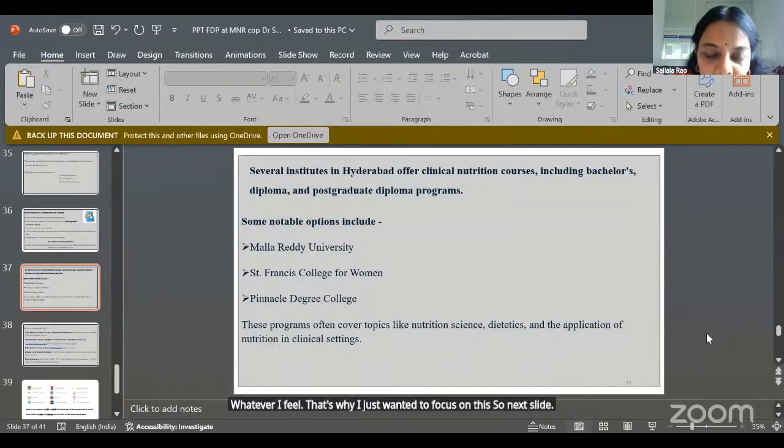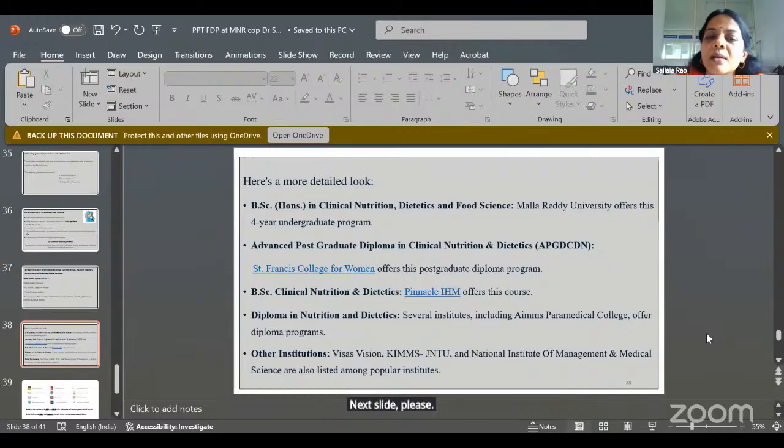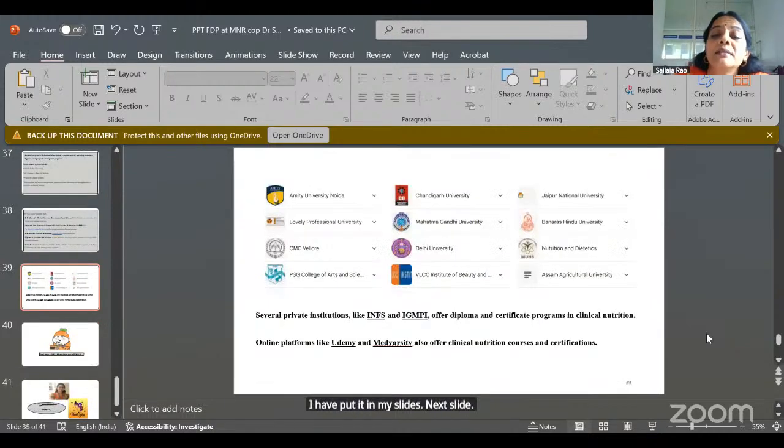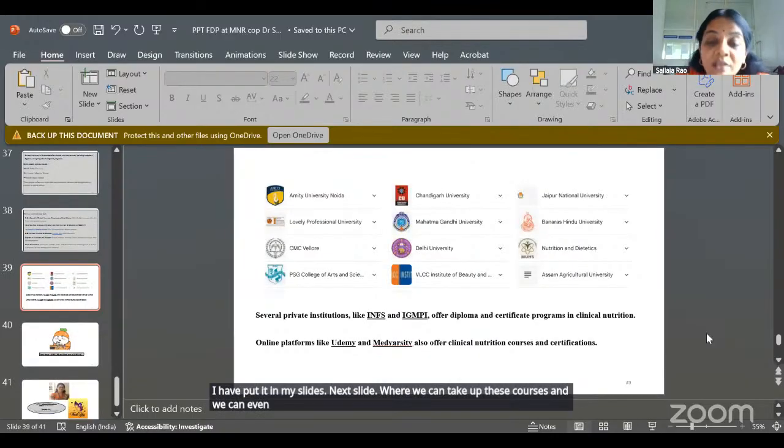Next slide, please. So these are some of the colleges and some of the universities I have put in my slides. Next slide, where we can take up these courses, and we can even start the online consultation, 1 hour or 2 hour, and then we can earn from this also.